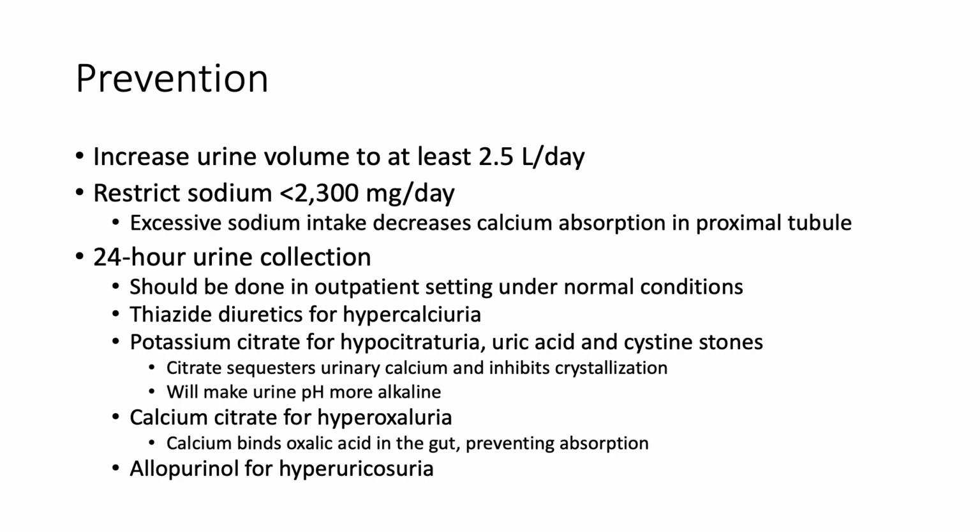If they have hyperoxaluria, then you may put them on some calcium citrate. That calcium can bind the oxalic acid in the gut and prevent it from being absorbed. And if you find that they're making way too much uric acid and there's a lot of uric acid in their urine, you may put them on allopurinol to reduce that.